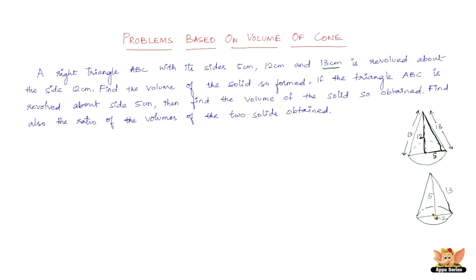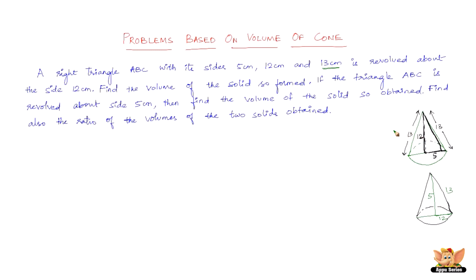Of course, the drawing, the way it's drawn, does not support this, but then this is just for the problem's sake. So this is 5 centimeters, this is 12. The radius of the circular base becomes 12 and the hypotenuse remains 13. Now we also need to find the volume of the solid when it is revolved around the 5 centimeter line. Now after we find both the volumes, we need to just find the ratio of the volumes of the two solids that are obtained. Now let us start solving the problem now.